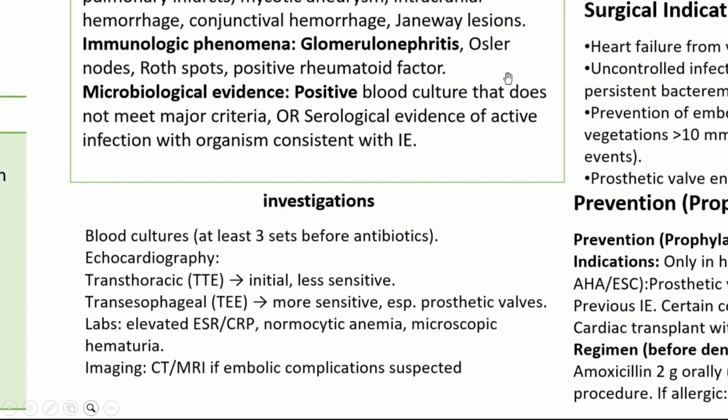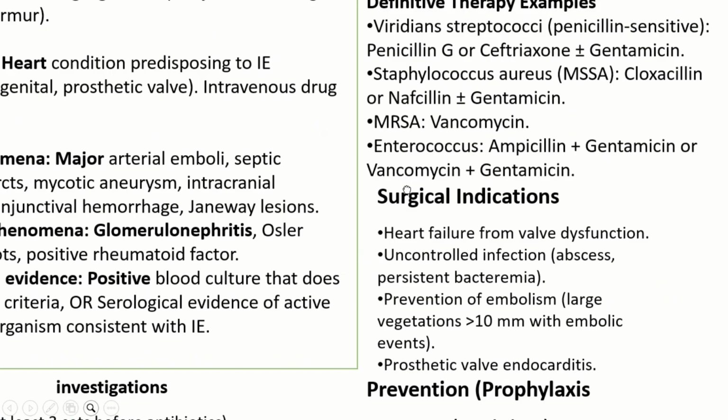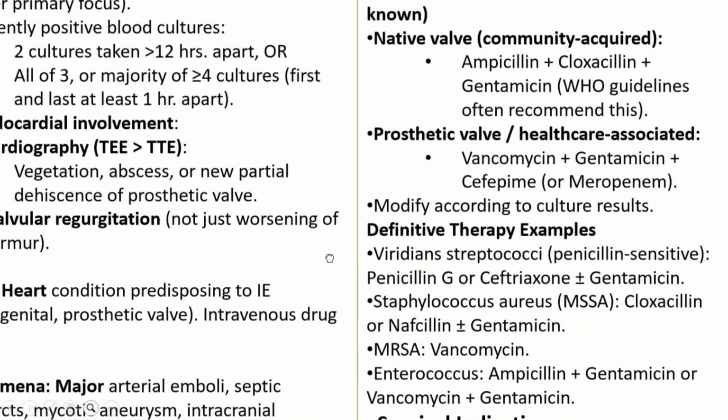If we have one major and one minor, or 3 minor, we can say we have the possibility of infective endocarditis. Then when you go to the investigations, you need to do blood cultures and a transthoracic echocardiography. You have to do labs. Sometimes you have an elevated ESR or CRP, normocytic anemia, and microscopic hematuria, and you can do imaging or MRI to look for emboli if embolic complications are suspected.